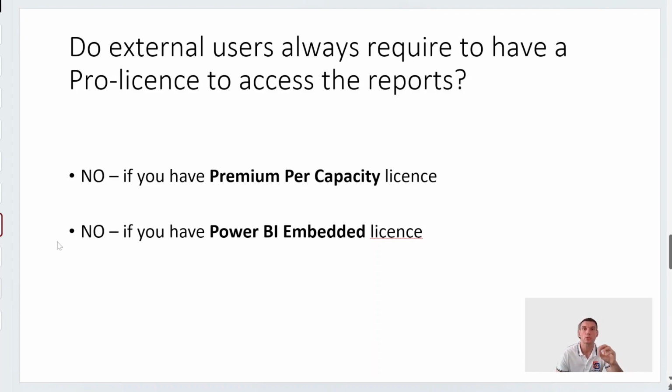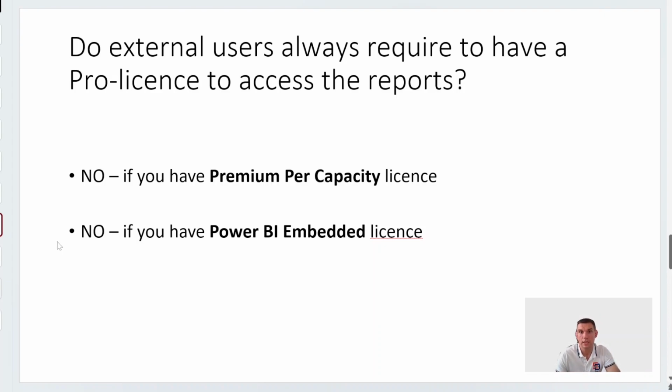So here you have two options. First option, if you're buying Premium per capacity, in this case, it starts at more than $7,000 Australian dollars per month. When you're buying this license, you get the option to share your reports securely with users that don't require a Pro license. So you could add as many guest users without a Pro license as you want.